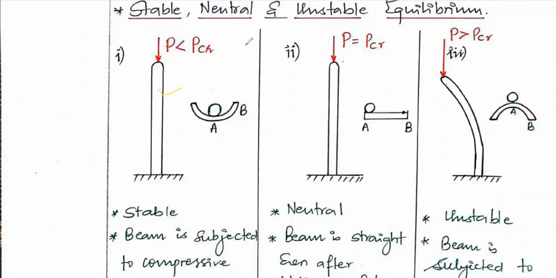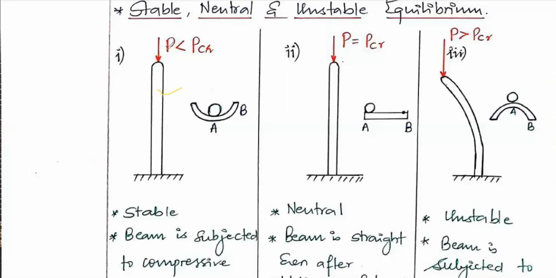This is the column. It is subjected to a certain load P which is less than PCR. PCR is the critical or crippling load. Crippling load is nothing but the load required to bend the column. So P is less than PCR. Sometimes it is called critical, sometimes crippling load. This is the term which comes in Euler's theory, which we'll be studying in a while.